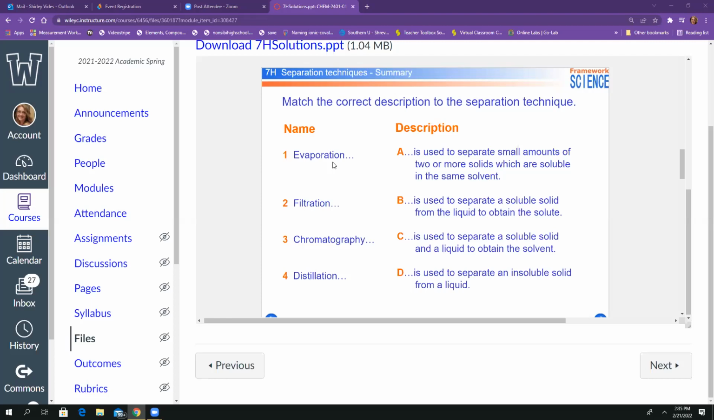All right. So which one? For evaporation? Okay, think about it. You want to separate the solute and the solvent, but which one of those do you want to keep? I showed you the picture. You want to keep the solute, right? So you want to do 1B. So if we were to match them, it would be like this.